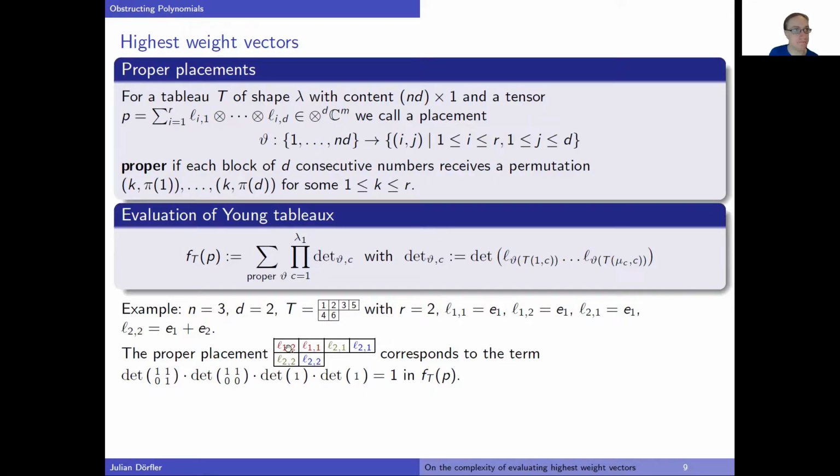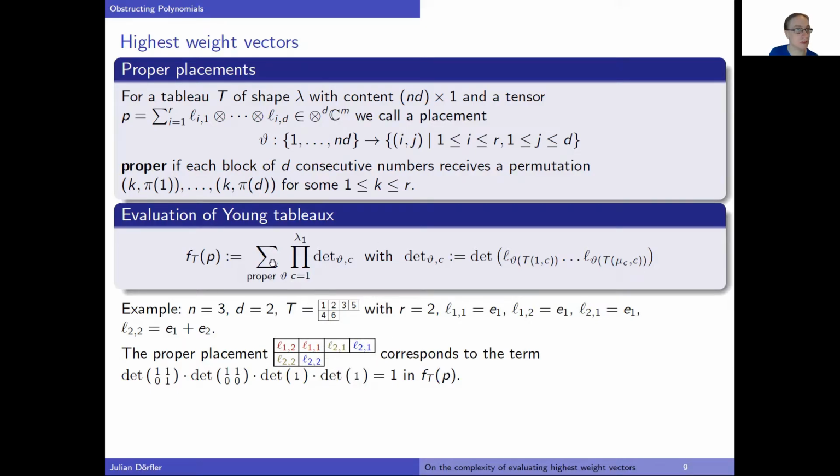And now proper placement. We do this directly with the linear forms here. We place the linear forms on the tableau. The linear forms corresponding to the first term, so to the E1 tensor E1, got placed on the first two numbers, because that's the first block of consecutive numbers. The second block and the third block receive the second term, the second rank 1 tensor each, but still have a permutation inside the block.